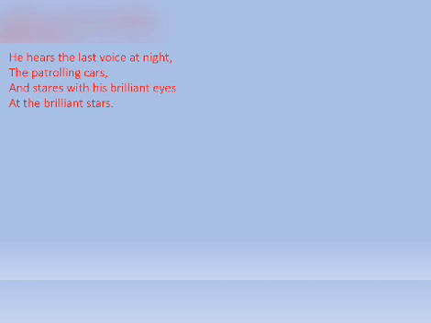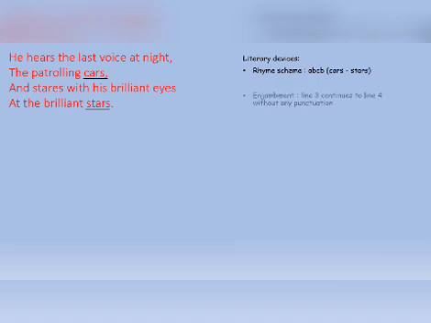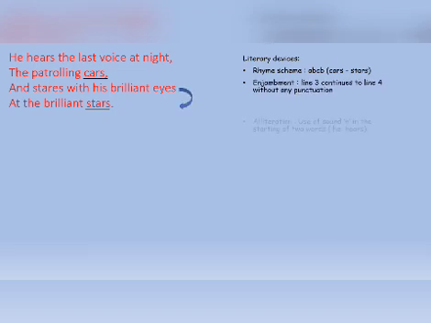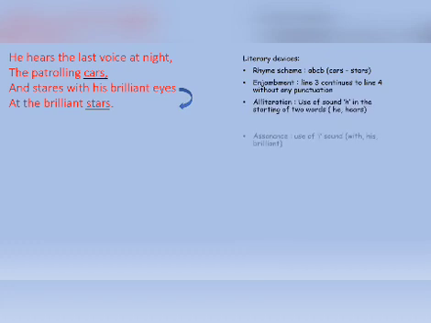Now let's discuss the literary devices. The rhyme scheme used over here is AB, CB: cars and stars. And the enjambment, you can see the third line continues to the fourth line without any punctuation mark. You can see there, and stares with his brilliant eyes at the brilliant stars. Then we have alliteration, the use of sound H in the starting of two words. We also have assonance, use of the I sound with his, brilliant.